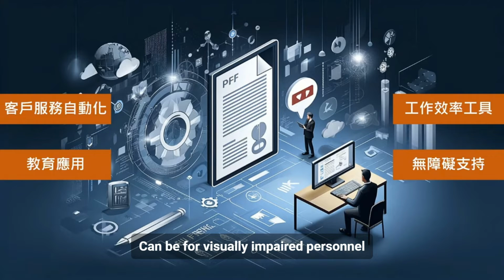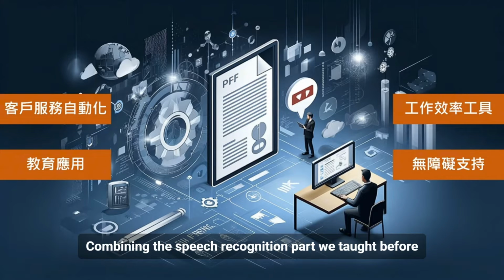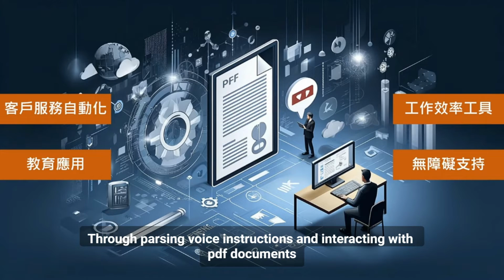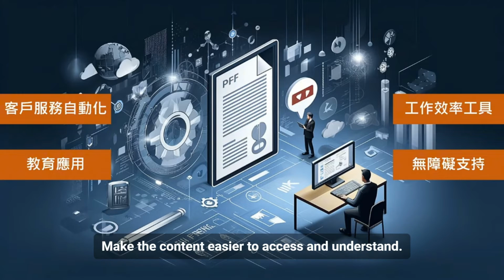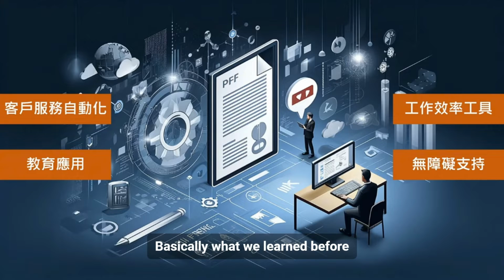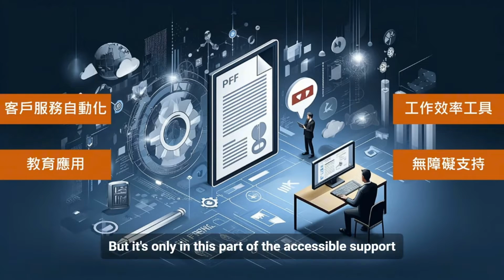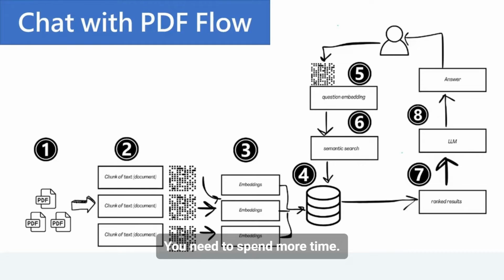Of course, we can also provide accessibility support, for visually impaired personnel. Combining the speech recognition part we taught before, through parsing voice instructions and interacting with PDF documents, we make the content easier to access and understand. Basically, what we learned before can cover a lot of services, but in this accessibility support part, you need to spend more time.